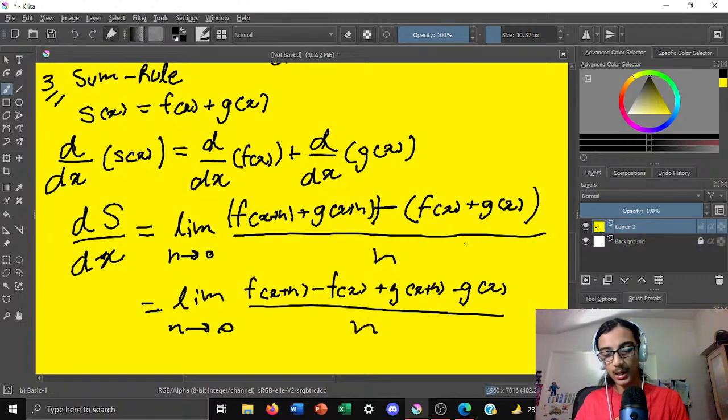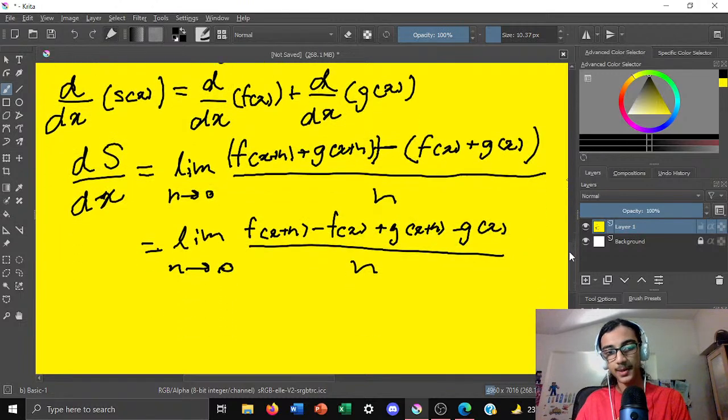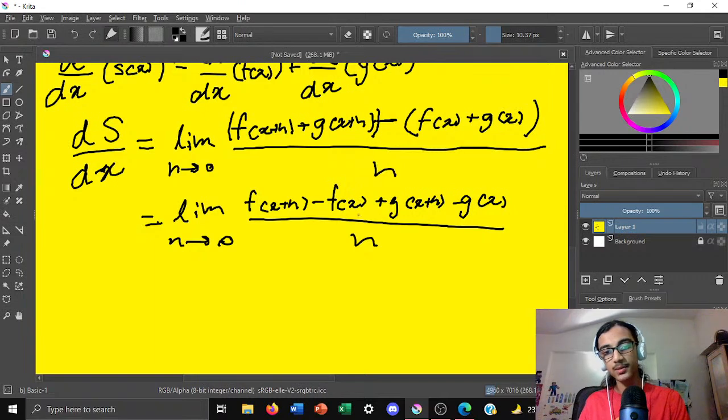Okay, now we can just split the fraction, right? We can split the fraction, so we'll just cut it here and say f of x plus h minus f of x over h plus g of x plus h minus g of x over h, and we'll split the limit as well. Once again, this is just the limit sum rule. If you've got limit of a plus b, that's just going to be equal to the limit of a plus limit of b.